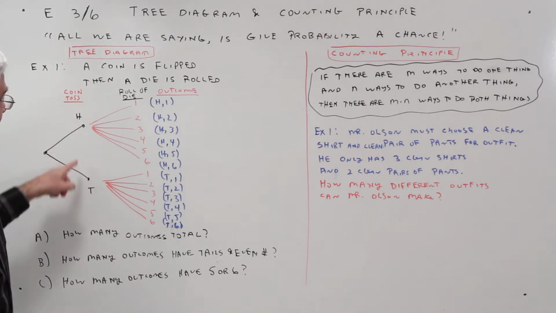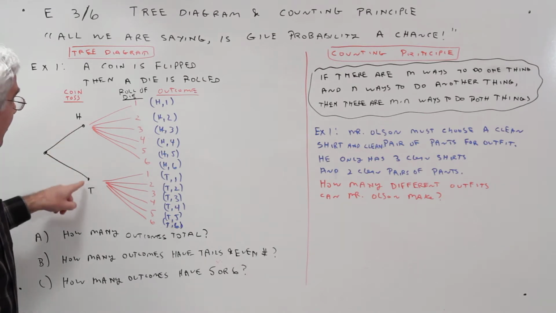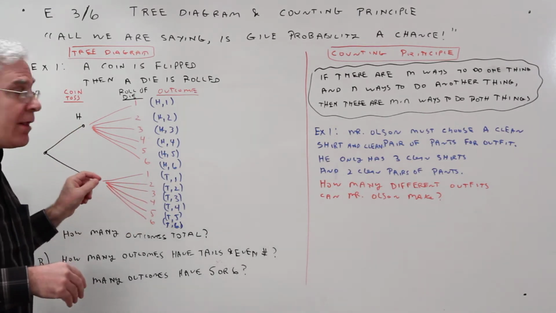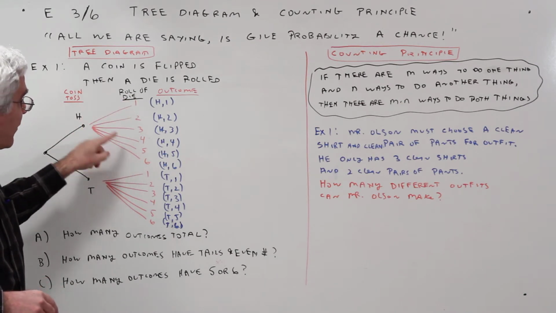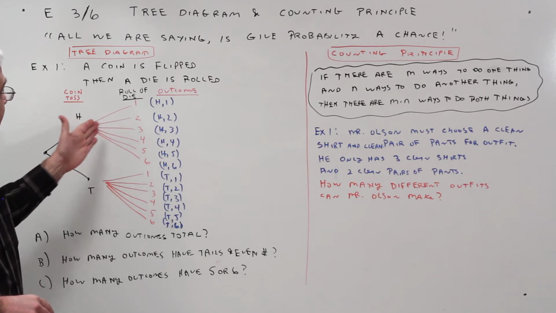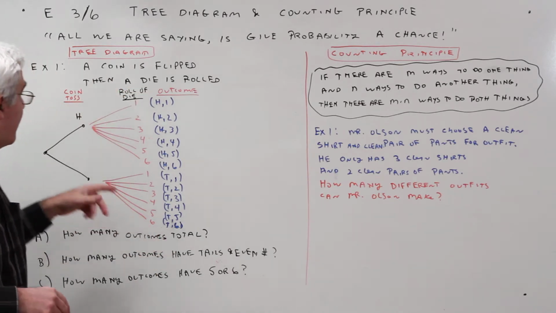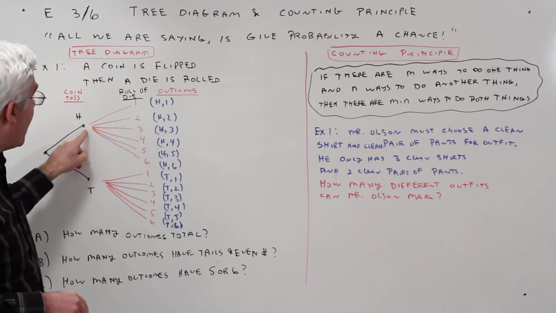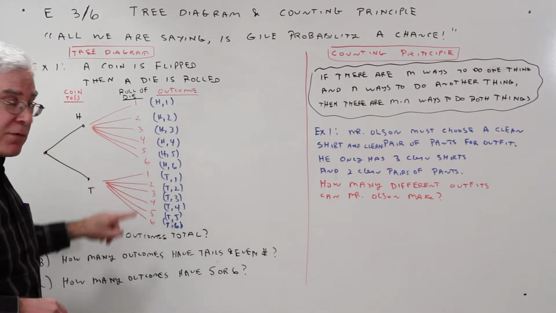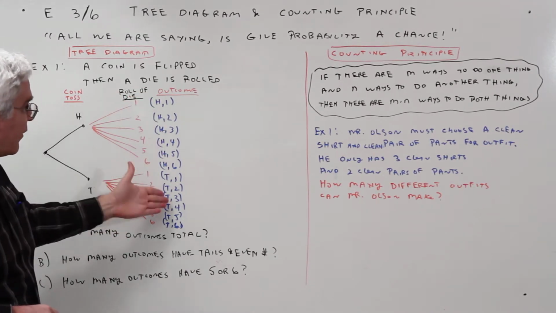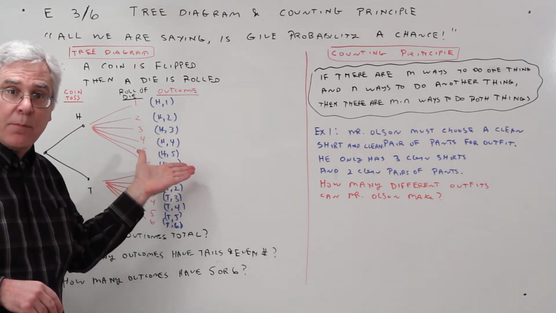The first event is tossing the coin. It could be heads or tails. And then after each one of those events, we roll the die, and it could be 1, 2, 3, 4, 5, 6. So notice the possible outcomes are heads 1, heads 2, heads 3, heads 4, heads 5, heads 6, tails 1, tails 2, tails 3, tails 4, tails 5, tails 6. And that's summarized in the outcome column.